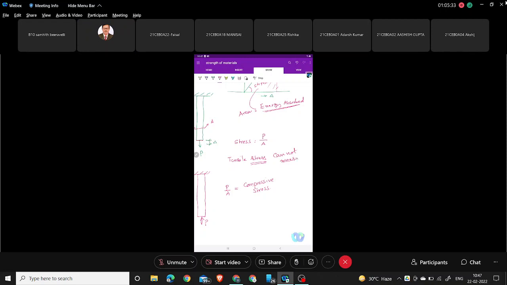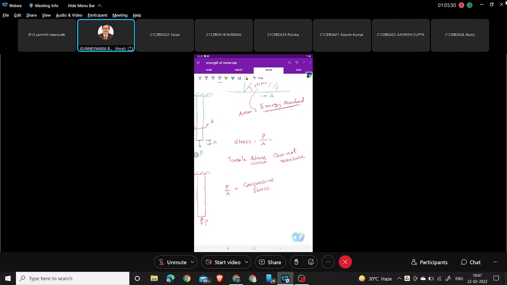You cannot measure the stress. You can only calculate it, like radius. Radius you cannot measure, radius you can calculate. Diameter you can measure, is it not? So like that, the stress cannot be measured, but you can calculate the stress.